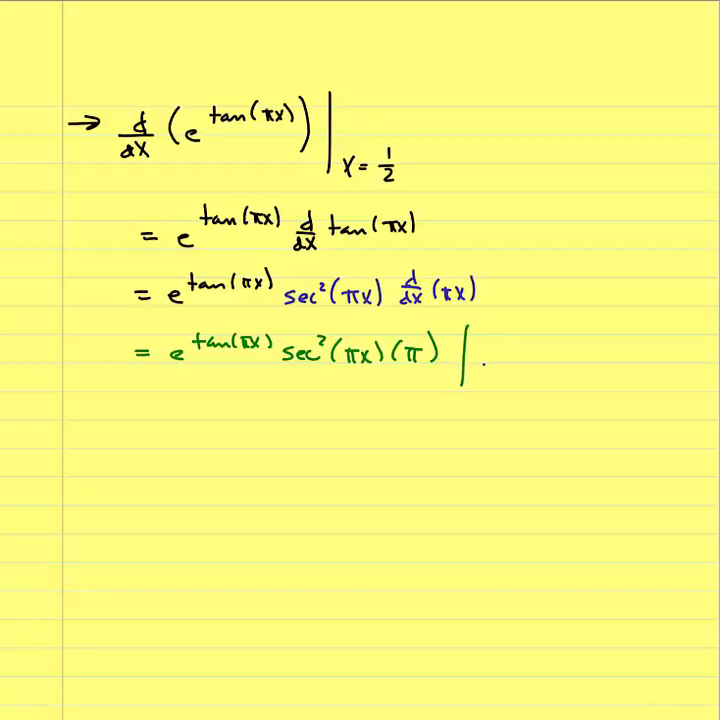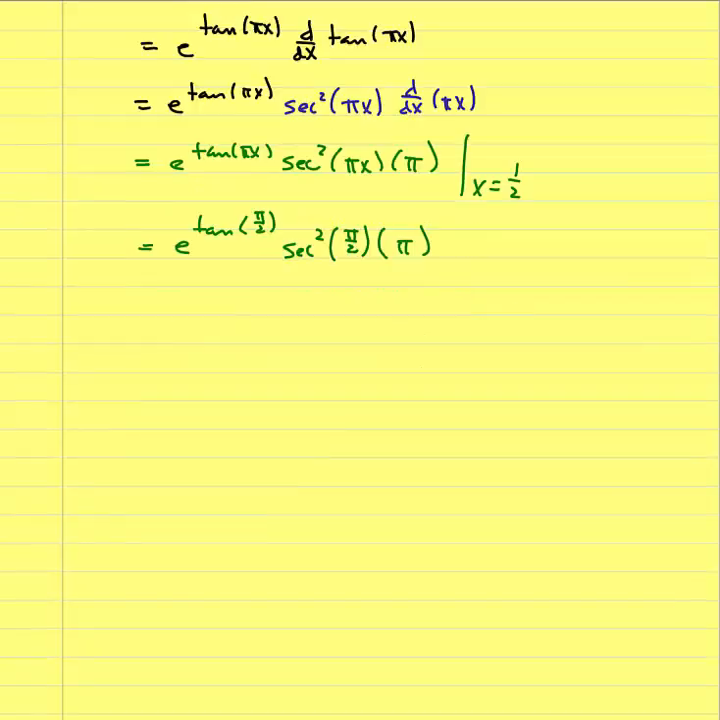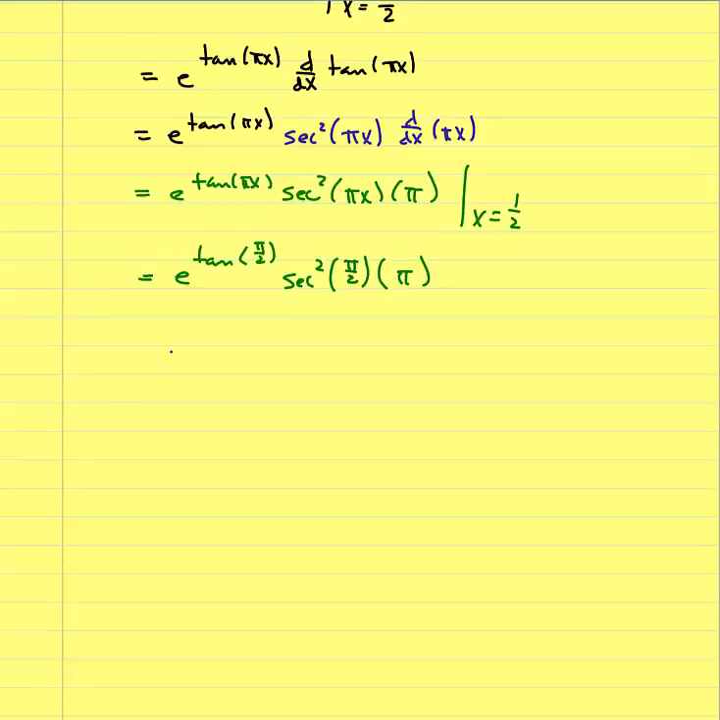So now I want to evaluate this at x equals 1/2. So this equals e to the tangent, plugging in a half here, so that would be pi over 2, times the secant squared of pi over 2 times pi. And I think we're going to run into some problems here. That's what happens when you make up problems on the fly. The tangent of pi over 2, tangent is sine over cosine, and this is where I run into my problem. Tangent of pi over 2 would be sine of pi over 2 over cosine pi over 2, which is 1 over 0, so it's undefined.